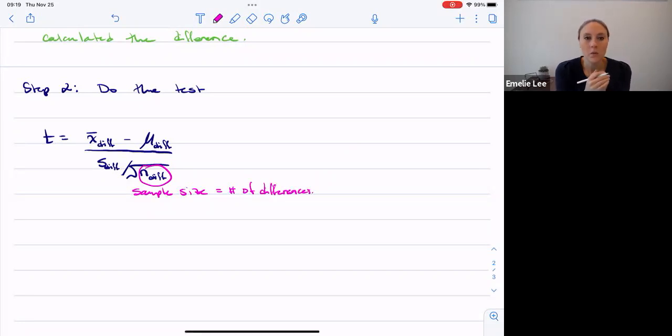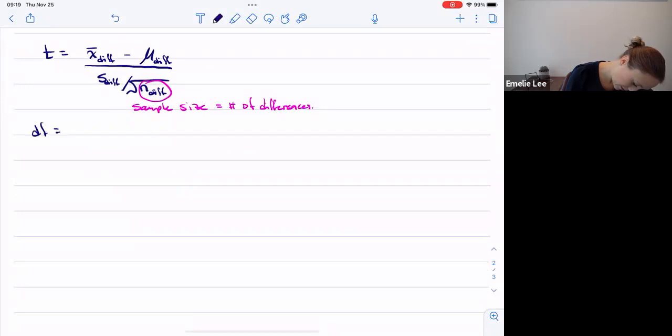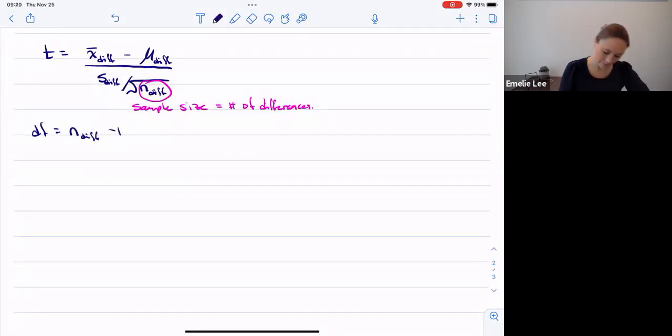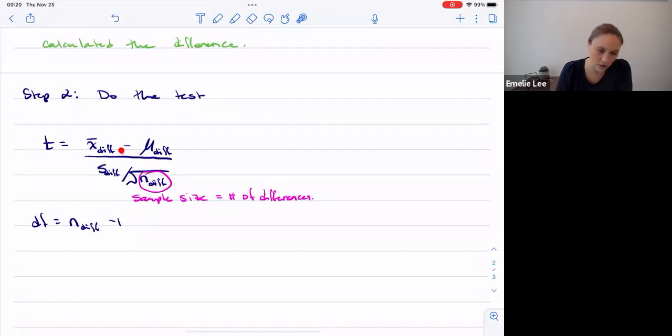Okay. What do we need for T? We need the degrees of freedom, and we just use the number of differences minus 1. So the degrees of freedom is N diff minus 1. Sorry, I've got a crazy runny nose today. Anyways, once you have your T, which is exactly like a one sample t-test, except now this value here is going to be equal to 0 always for paired data.